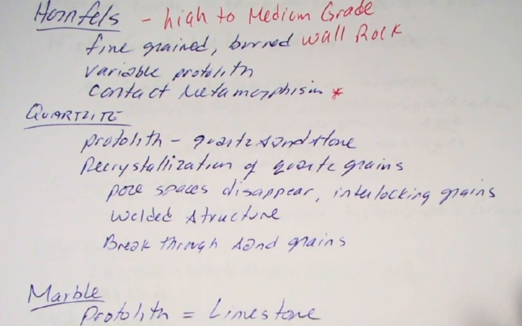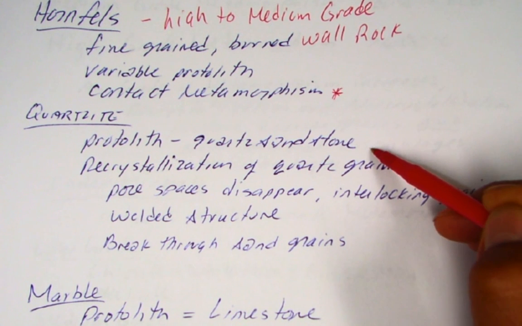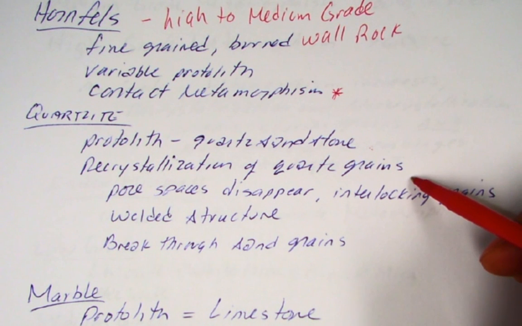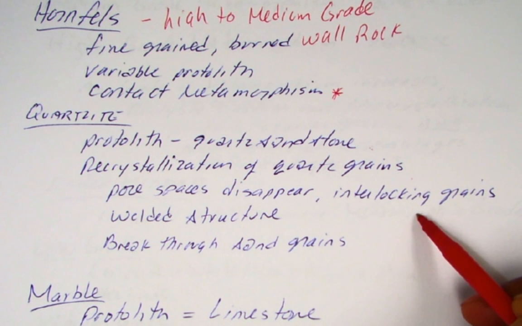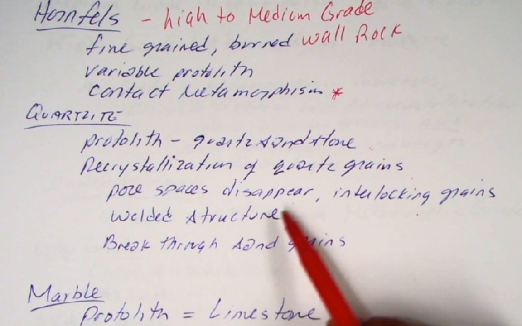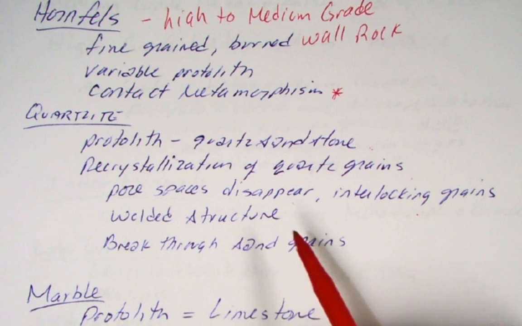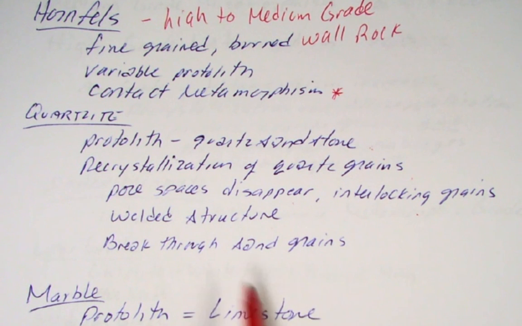Quartzite is another non-foliated rock that has a protolith of a quartz sandstone, right? And so you get recrystallization of these quartz grains where they become interlocking. So you lose the pore spaces. Those pore spaces disappear, and the rock tends to get this welded structure. And so when you try to break quartzite, it breaks through the sand grains rather than in between the sand grains or around the sand grains.